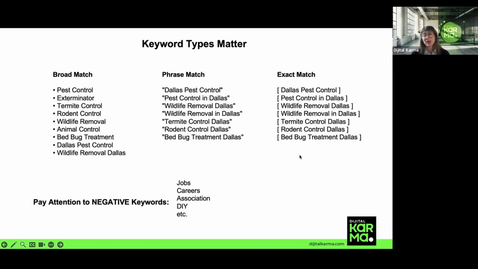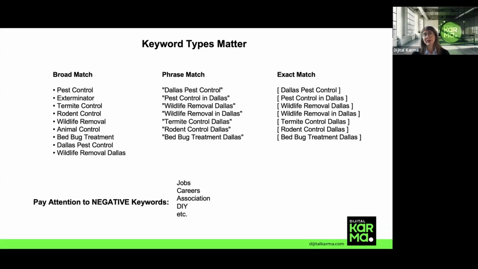So you should have a proper keyword listings like jobs, career, association, do it yourself, etc. Because you wouldn't like to be seen to the people who are looking for pest control jobs or pest control association or do it yourself termite treatment. So you have to have a strong keyword list in order to put your Google Ads campaign to avoid unnecessary spend. If you don't have a strong negative keyword list, that means like 20 to 30% of your budget is going to irrelevant clicks. And over time, that adds up to thousands of dollars.